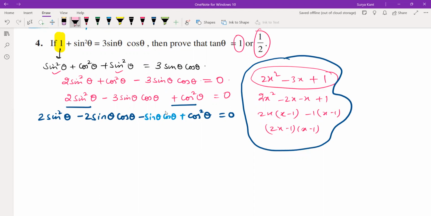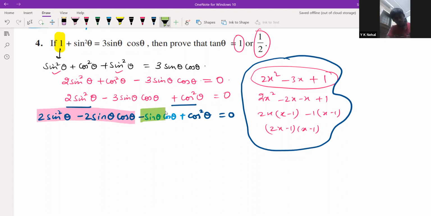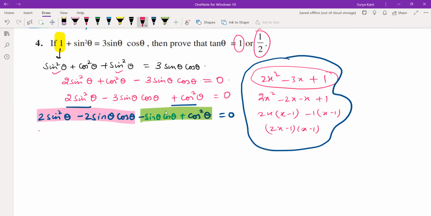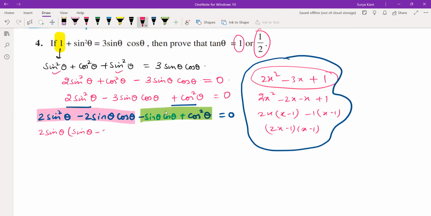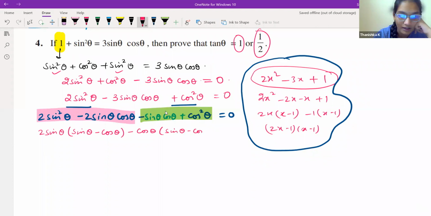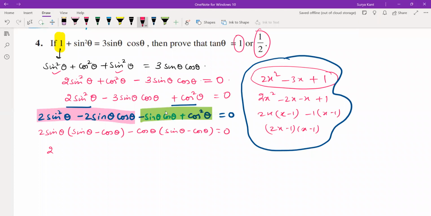Now again we make common over here, this 2 common separately and this 1 common separately. So 2 sine theta is common, so we'll write here sine theta minus cos theta. Again here common is cos theta, sine theta minus cos theta. So 2 sine theta minus cos theta times sine theta minus cos theta is equals to 0.